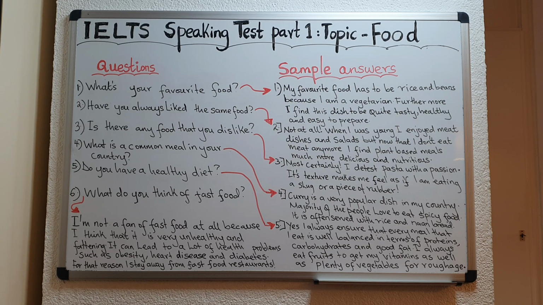For that reason, I stay away from fast food restaurants. Now, in that answer, you have provided a number of reasons why you don't like fast food, okay? Firstly, you have pointed out that it is very unhealthy. Number 2, it is very fattening. Number 3, it can lead to a lot of health problems. And you have given some examples such as obesity, heart disease, and diabetes.